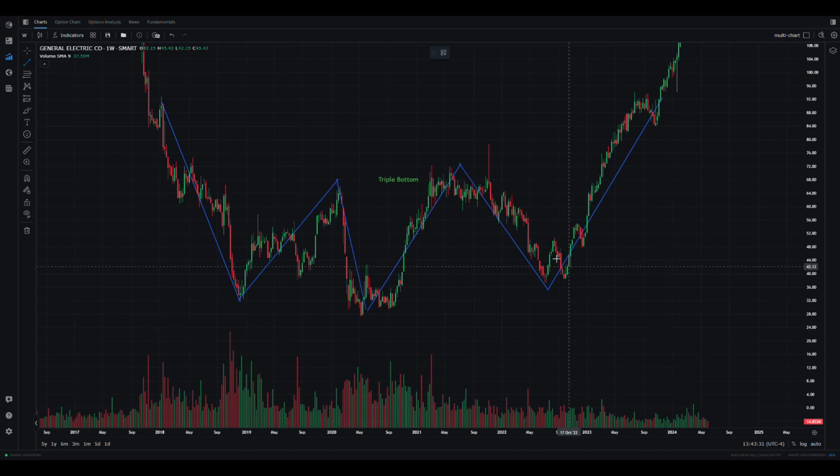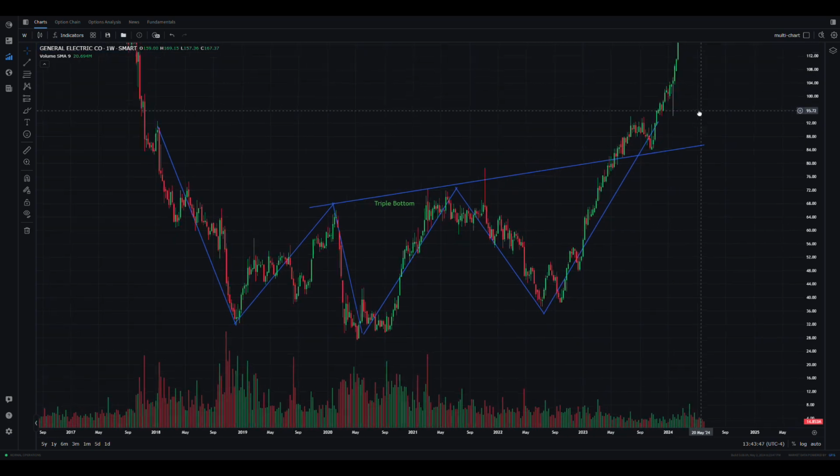to an uptrend. Traders typically wait for the price to break above the neckline, which is a resistance level formed by connecting the highs between the troughs. The breakout above the neckline confirms the completion of the pattern and validates the reversal signal.